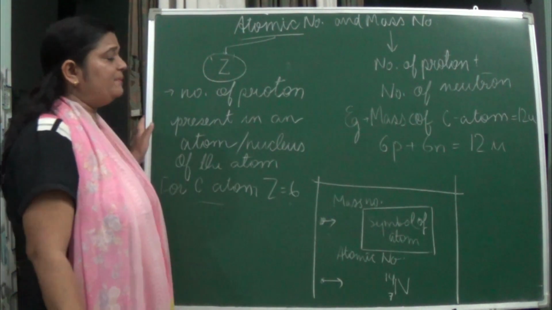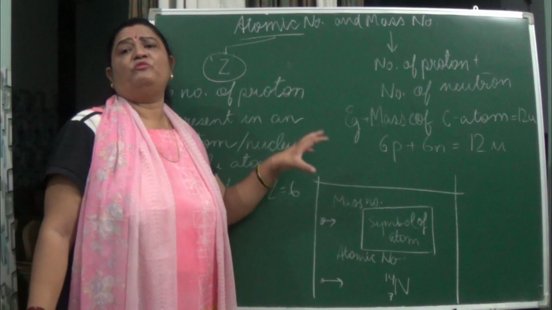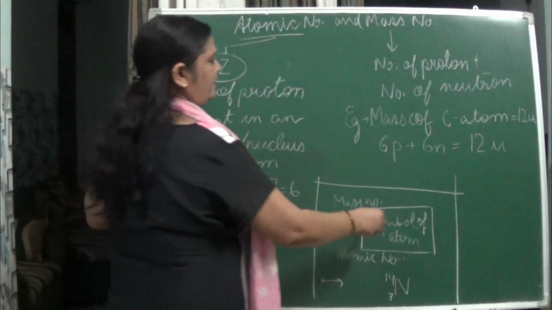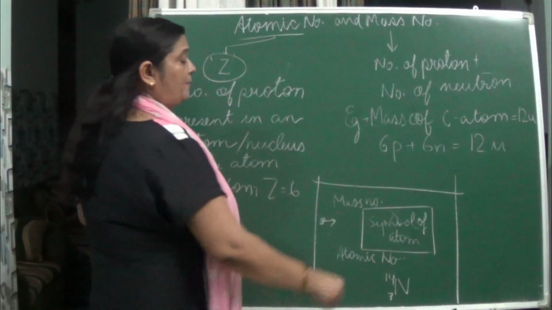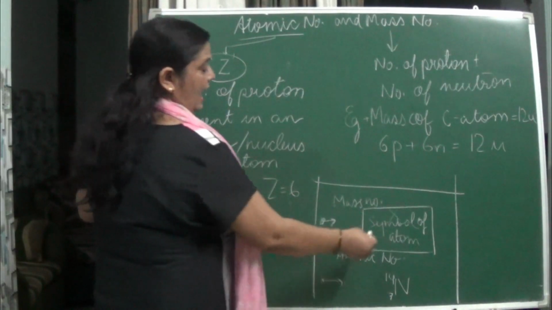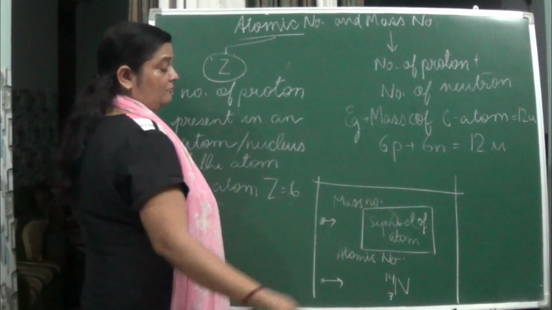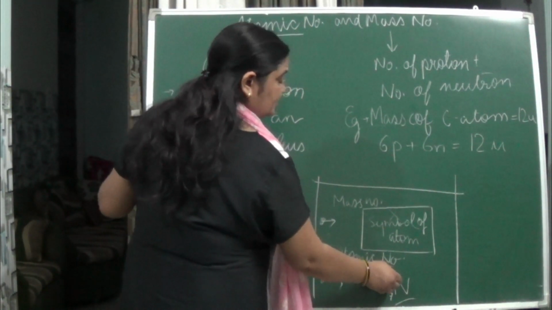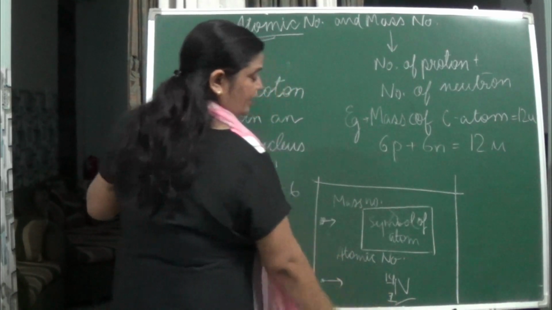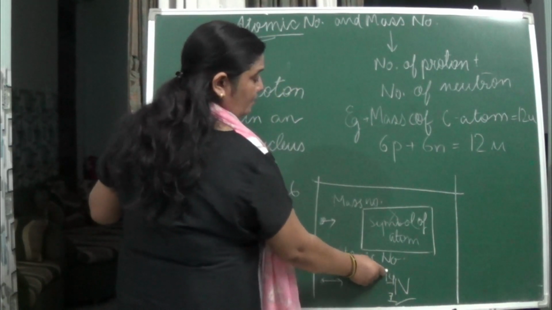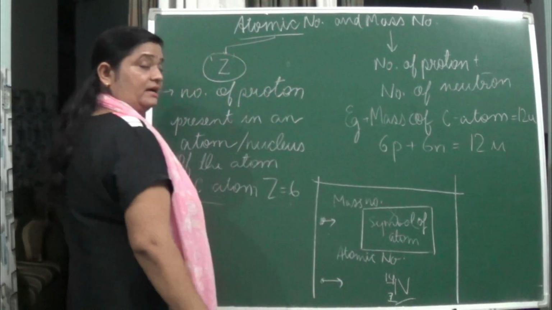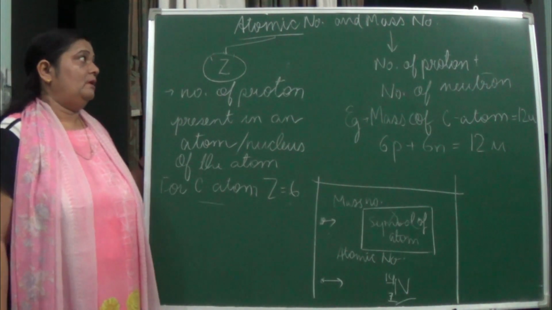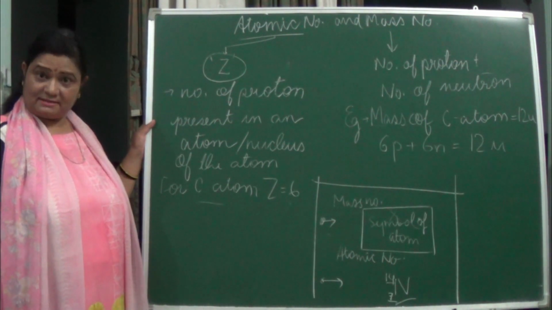Now, how do we represent an atom in the form of a symbol? Suppose I take any letter, X. Above it is written the mass number, and below it is written the atomic number. For example, I have taken nitrogen. You can see 14 is its mass number, and 7 is its atomic number. Mass number is represented above and atomic number is represented below. From this topic of mass number, you will get the numericals.